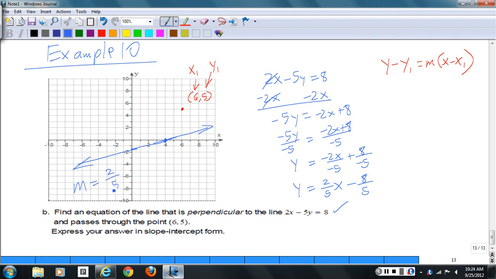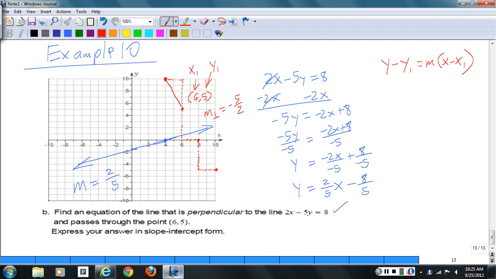2/5. So what's the slope of any red line that's perpendicular to this? Negative 5/2. Opposite reciprocal. So m perp equals negative 5 halves, the slope of the perpendicular line there. And we can actually graph the line if we go 5 down and 2 to the right, or if you want, 5 up and 2 to the left. Let's see if it looks perpendicular, and then we'll find the equation.